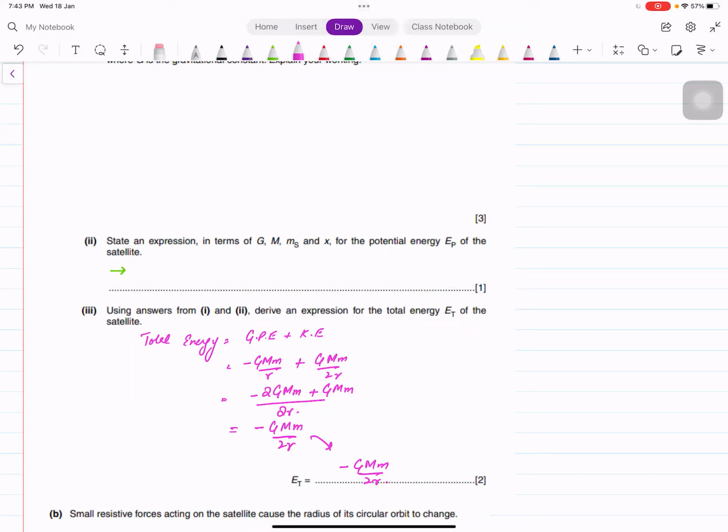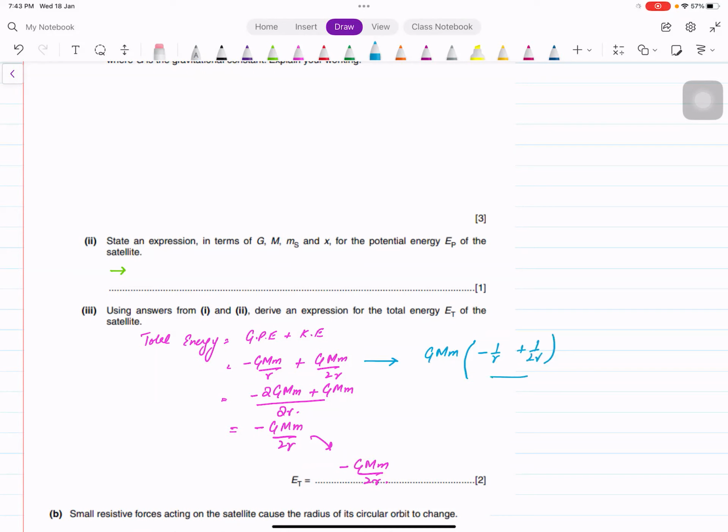Now, if you still have any issues, like if you think that this is difficult, what you can do to make it simpler is to make GMM the subject of the equation. I mean, you can take it common. So it is going to be minus 1 upon R plus 1 upon 2R. And then you can take the reciprocal.